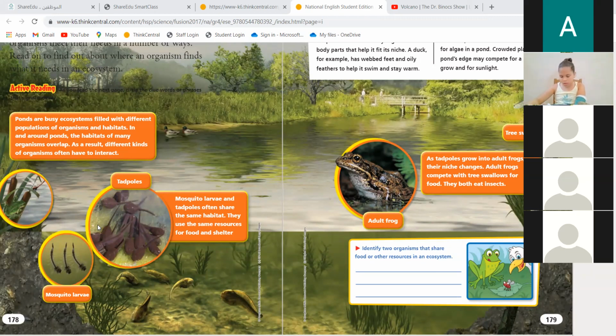What is a niche? We're going to talk about the niche. Let us talk about it one by one. Now, some animals or some living things can share habitat and resources.